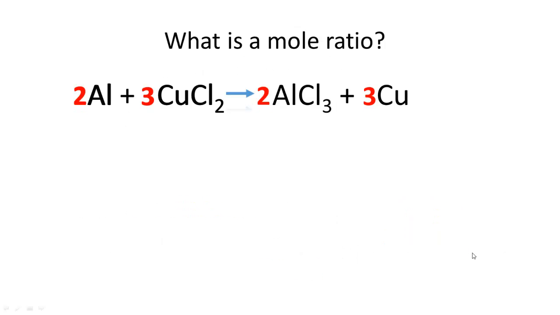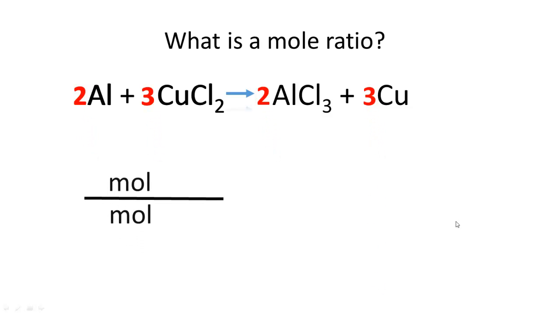So what is a mole ratio? Well, it's the coefficients that tell us the number of particles involved in this reaction, and we could say the number of particles in moles. So 2 moles of aluminum would react with 3 moles of copper 2 chloride to produce 2 moles of aluminum chloride and 3 moles of copper.